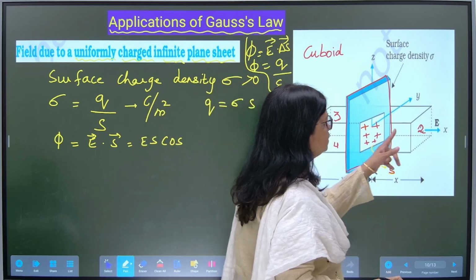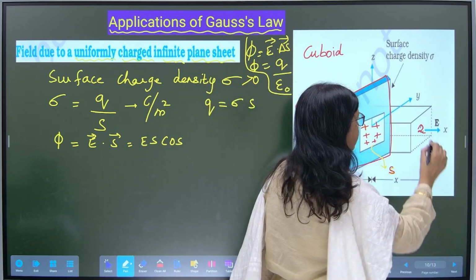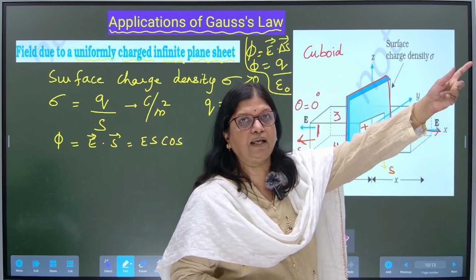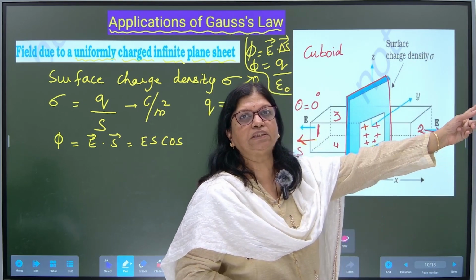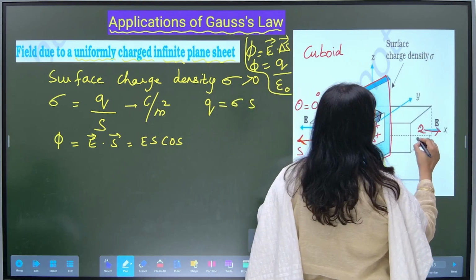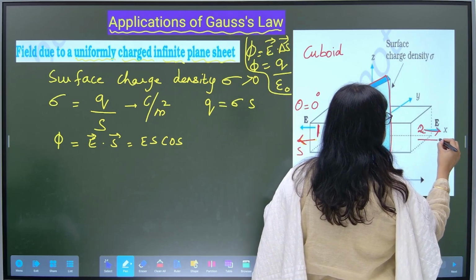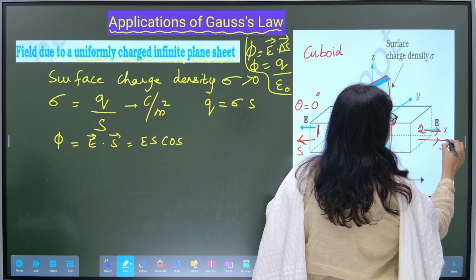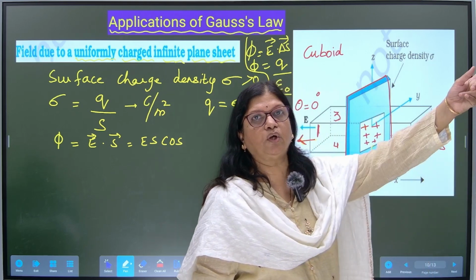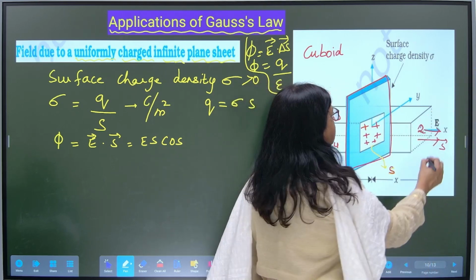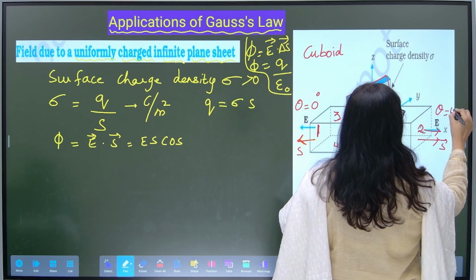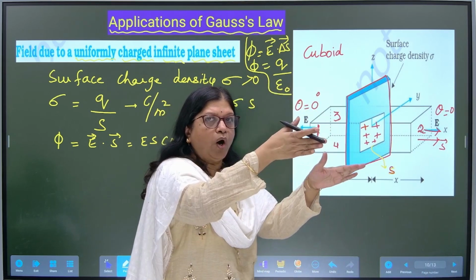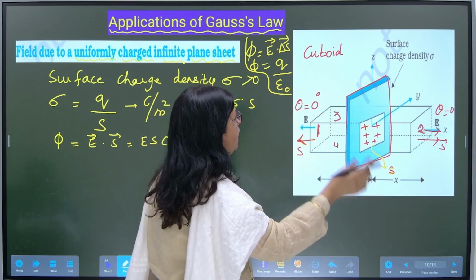Similarly, for surface number 2, E is in this direction. The electric field due to this charge is outwards radially. And according to the rule of the area element direction, that direction is also along E. So what is theta for surface 2? 0. Similarly, whether it is surface number 3 or 4 or 5 or 6 of the cuboid, everywhere, for two surfaces I will show.